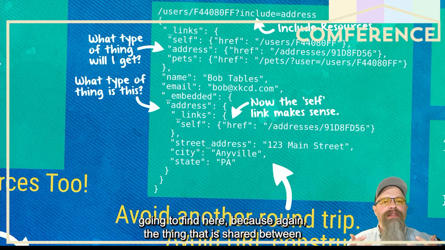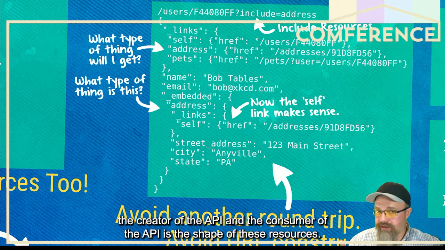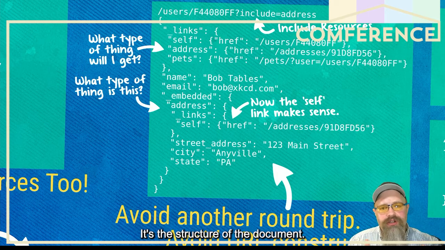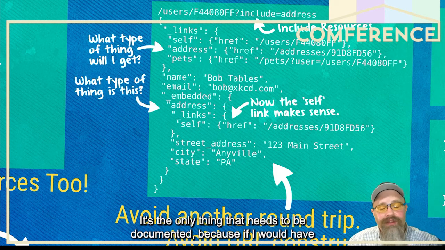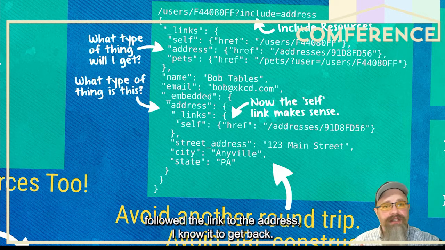Because again, the thing that is shared between the creator of the API and the consumer of the API is the shape of these resources. It's the structure, the document. That's the only thing that really needs to be shared. It's the only thing that needs to be documented, because if I would have followed the link to the address, I know what to get back.